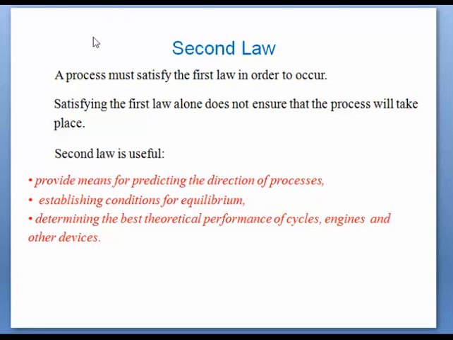The process must satisfy the first law in order to occur, but satisfying the first law alone does not ensure that the process will take place. The second law is useful as it gives means for predicting the direction of a process, establishing conditions for equilibrium, and determining the best theoretical performance of cycles, engines, and other devices. A thermal power plant is also a type of heat engine.